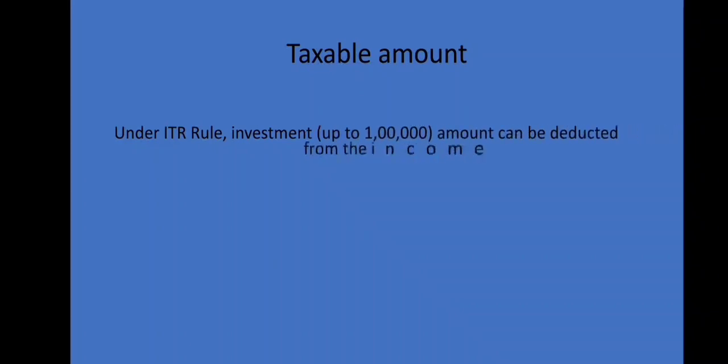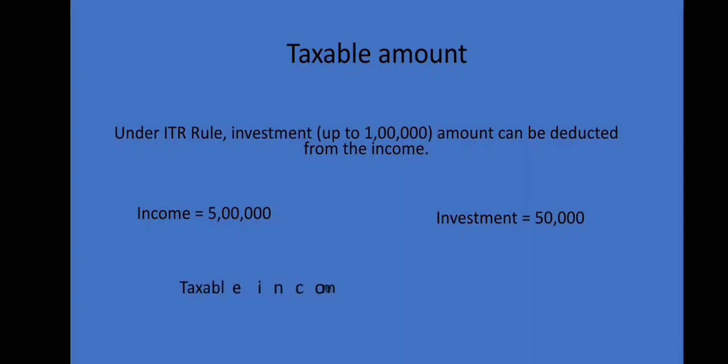To calculate the taxable amount according to the ITR rule, the investment amount up to 1 lakh can be deducted from the total income. That means if the total income of a person is 5 lakhs and investment is 50,000, then his taxable amount will be the difference. That is 4,50,000.